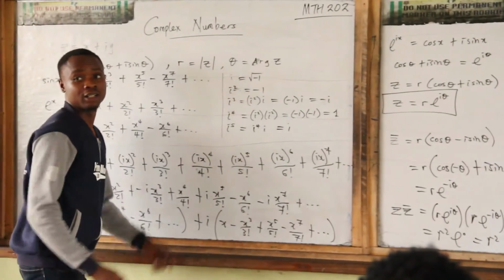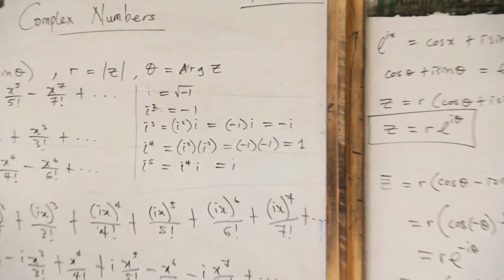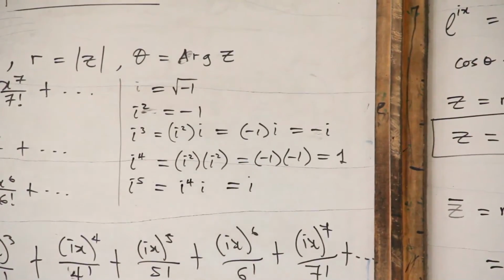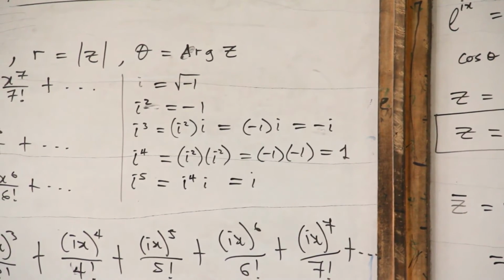Alright, you have 2 minutes to write that. This is the same thing as i. Is it clear? We start over again. So, as we have powers of 4, we start from 1. You get that? So that is how it is.